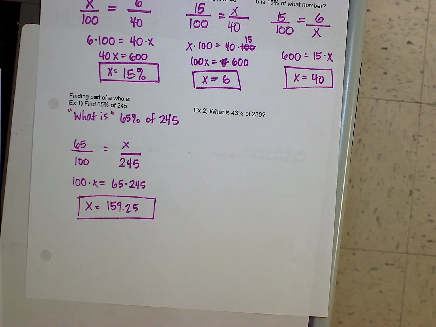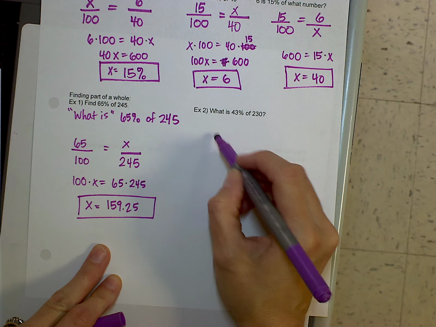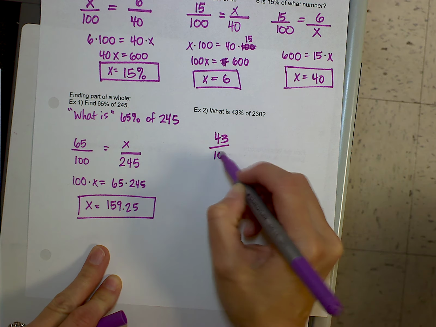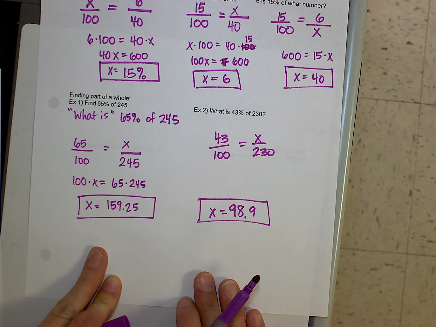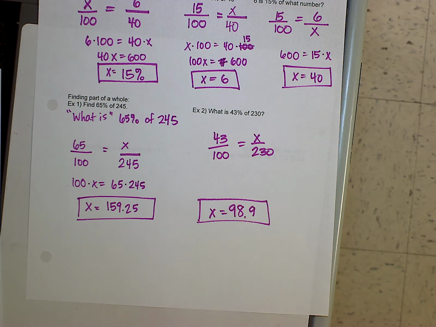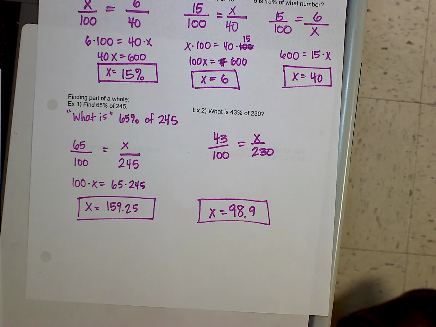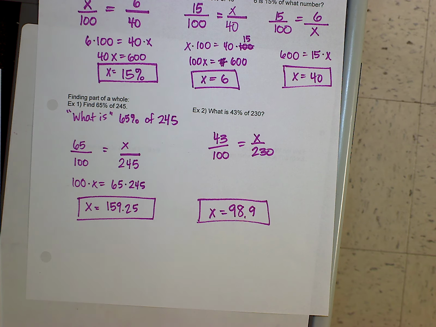Should look like this. 43 goes over 100 equals x over 230. When you solve it, I'm not worried that we do the solving part now. You haven't divided it by 100 yet, right? Okay. Flip.